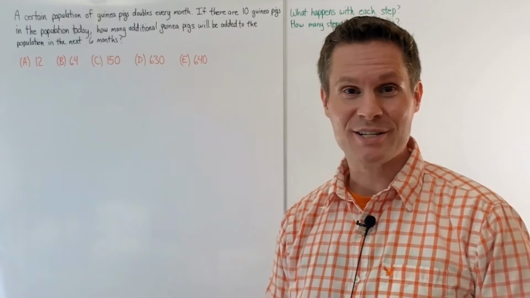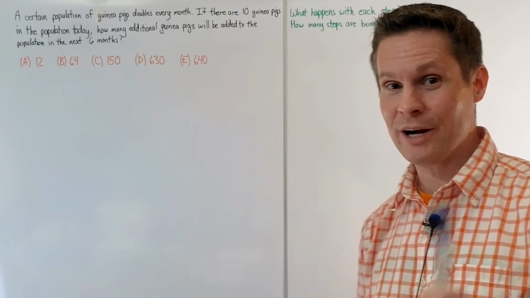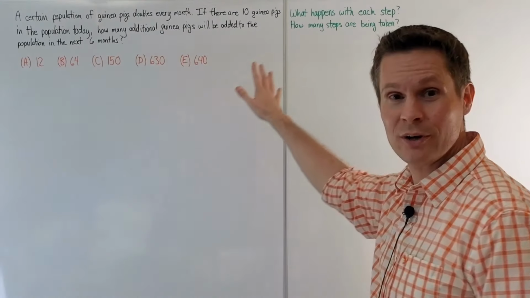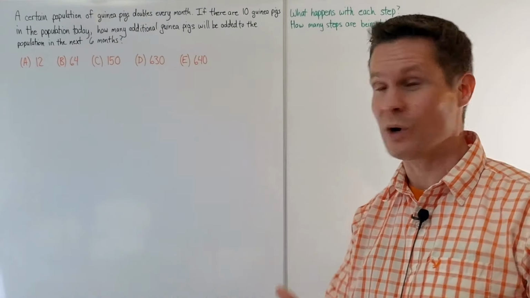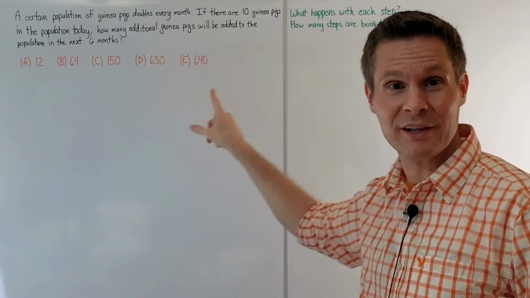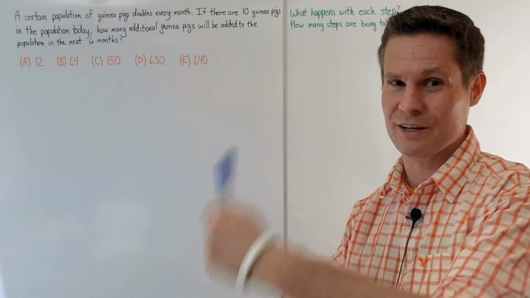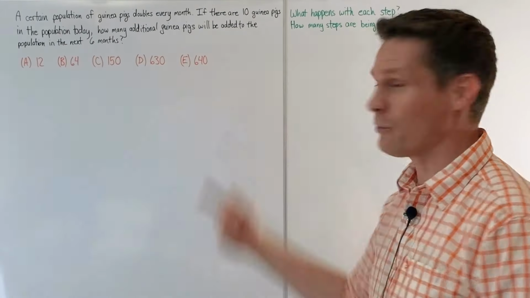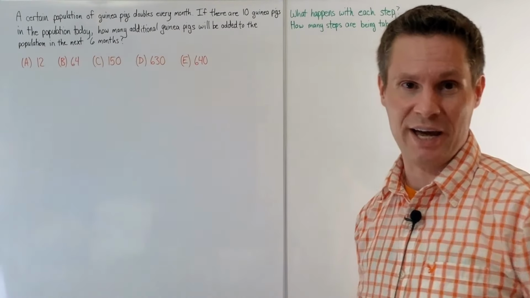All right, here's your chance to hit that pause button if you need it. If you're ready to roll, so am I. What have we got going on here? Well, population of guinea pigs, doing what guinea pigs do. We start with a population of 10, and those are just going to double every month. And we want to know over the next 6 months, how many do we add to the population?